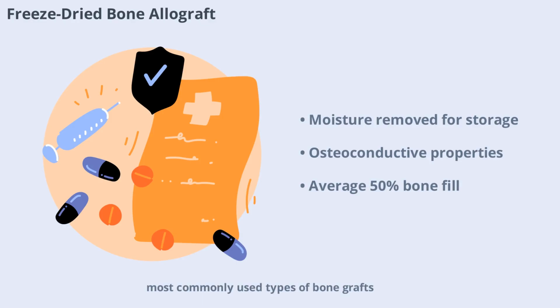Freeze-dried bone allograft is one of the most commonly used types of bone grafts. The freeze-drying process removes moisture from the bone tissue, making it easier to store and transport. This type of allograft is primarily osteoconductive, meaning it provides a scaffold for new bone to grow on. However, the results can vary depending on the patient and the surgical situation. On average, studies have shown that freeze-dried bone allografts can achieve about 50% bone fill in grafted areas. This makes them a reliable choice for many bone repair procedures.